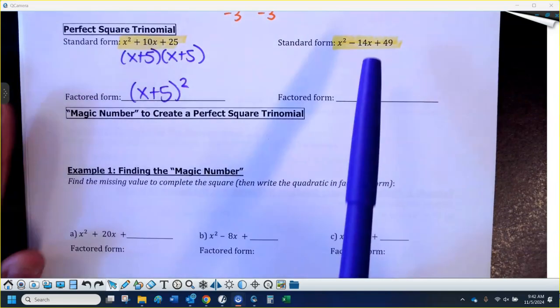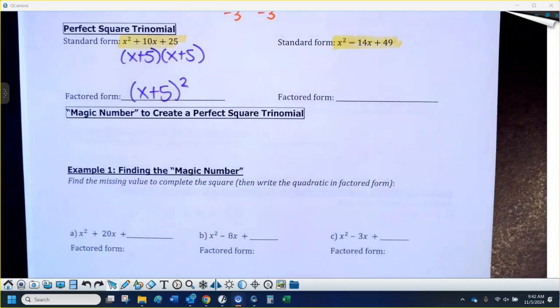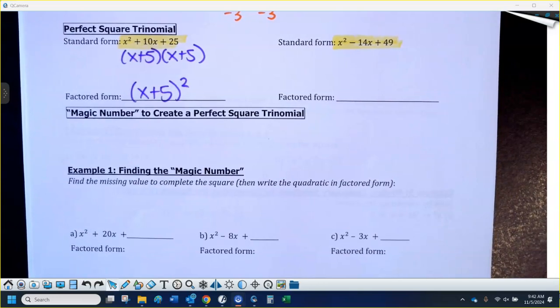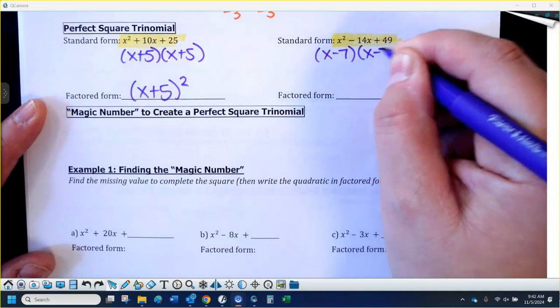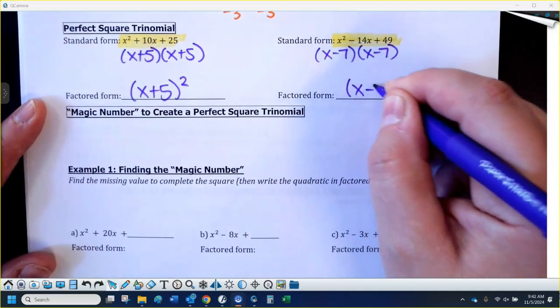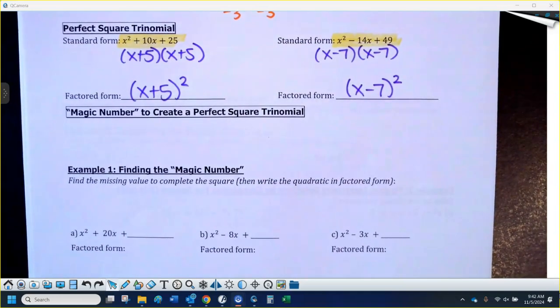What about if I asked you, could you factor x squared minus 14x plus 49? So multiply to get 49, but add to negative 14. What would the 2 factors be there? Both of them are negative. So it'd be x minus 7, factored form. Because they're exactly the same, we can just squish them together and write it as x minus 7 squared.